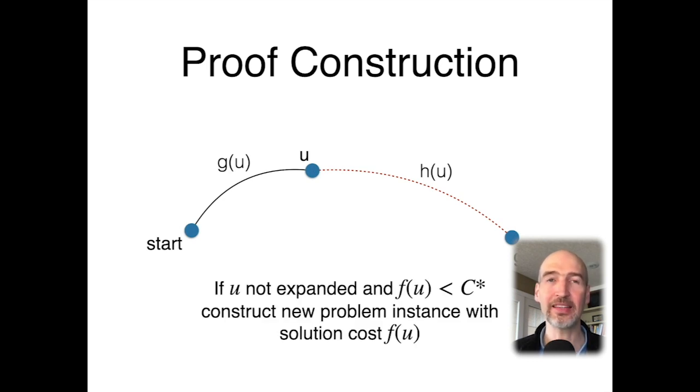And again, the theory says that if U is not expanded with the F cost, that's G plus H, less than C*, then if that algorithm found an optimal solution on some particular instance, we can construct a new problem that in all ways was otherwise identical, and we simply take that H cost and replace it with an edge of exactly cost H of U. In that problem, the algorithm that didn't expand U would not find the optimal solution, with some cost that's less than C* in the original problem. So that's the way that the proof is constructed, and it's based on this analysis of this picture here.